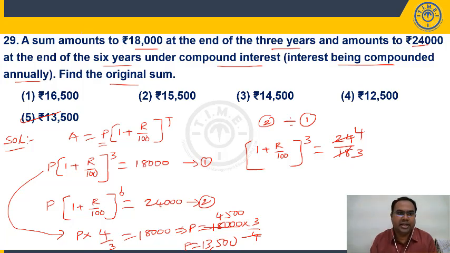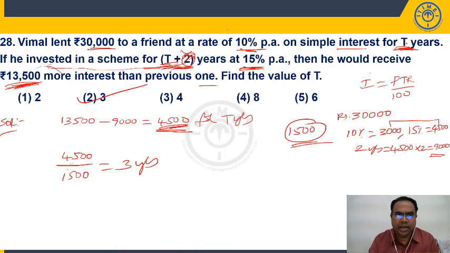This is again, I can say this is an easy standard model based on compound interest. Easy question based on compound interest. The earlier one, I can say this is also an easy question. It's based on simple interest. Right?